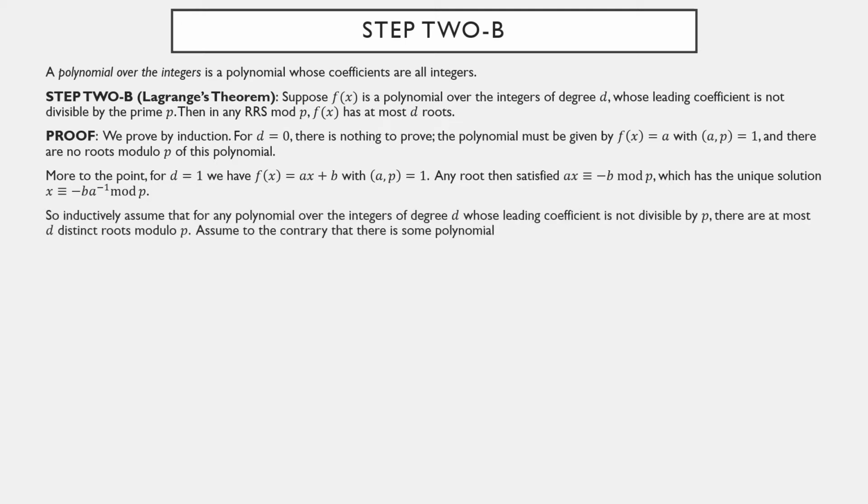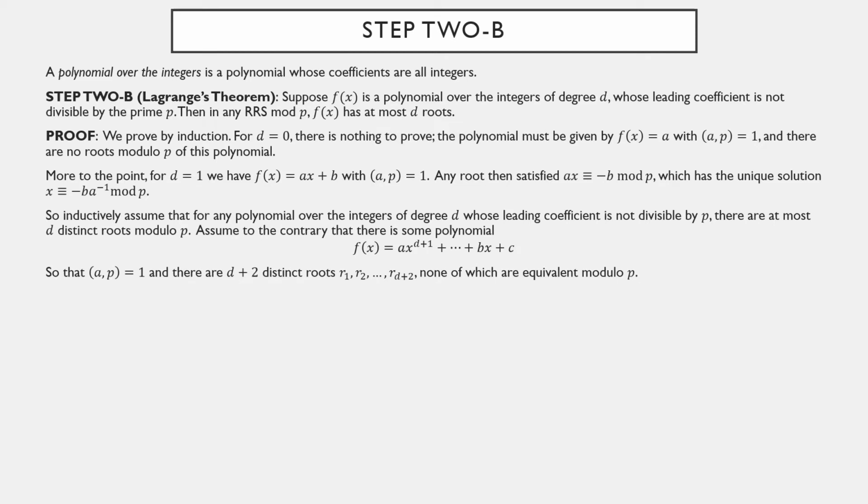So let's inductively assume that any polynomial over the integers of degree d whose leading coefficient is not divisible by p has at most d, the degree, distinct roots modulo p. Assume now to the contrary that there's a polynomial of degree d plus 1 that has d plus 2 distinct roots. So r1 through rd plus 2 are all distinct roots of this polynomial, and they're all not equivalent to each other mod p. They're actually different from each other.